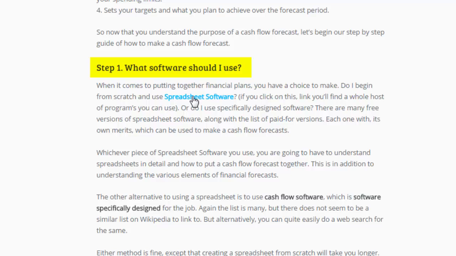Now, of course, if you're going for specific software, then that's going to cost you. Whereas if you go for spreadsheet software, that can either cost you or it can be free. The downside of using spreadsheets is making sure that you get everything to balance, making sure that you include everything in the right place. So for example, your profit and loss account, if you have to account for VAT or sales tax, that's exclusive of that. On your cash flows, that's included.